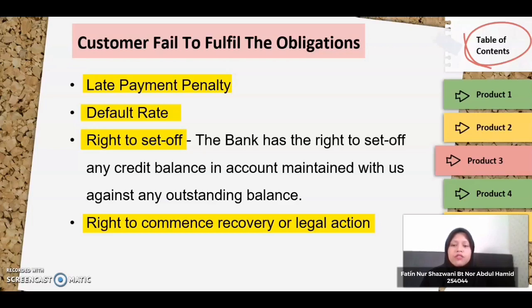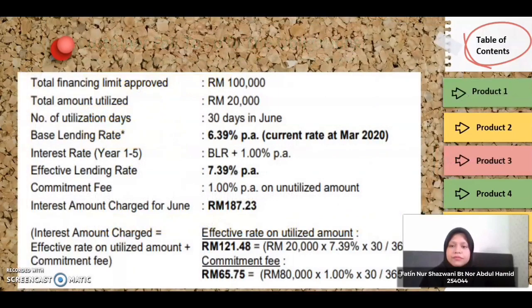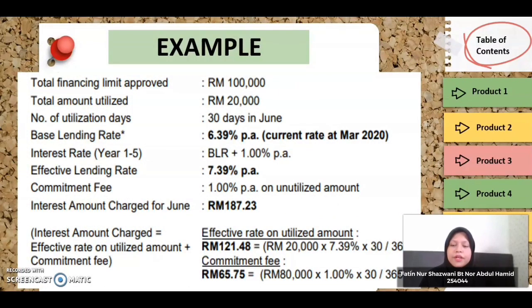Third is right to set off. The bank has the right to set off any credit balance in the account maintained with Holion Bank against any outstanding balance. The fourth one is the right to commence recovery or legal action. This is an example of overdraft, how Holion Bank calculated the overdraft for the customers. That's all from me. Thank you.